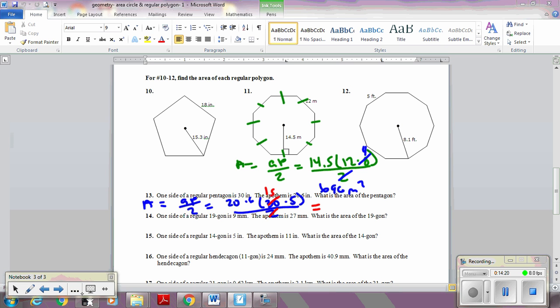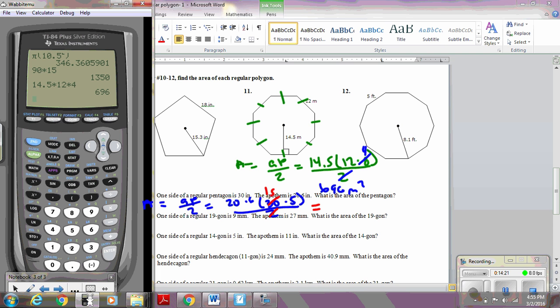And now grab the calculator. 20.6 times 15 times 5. 1545.